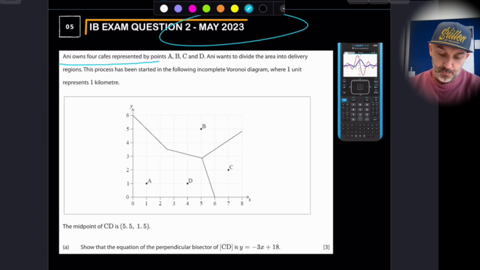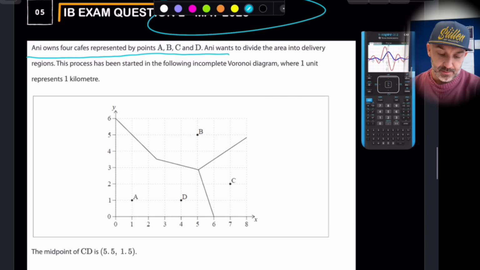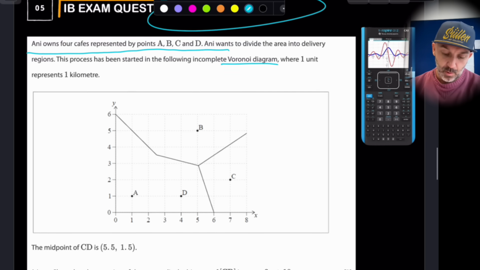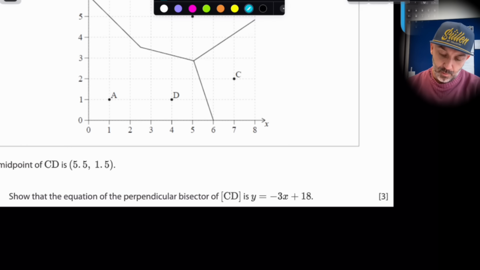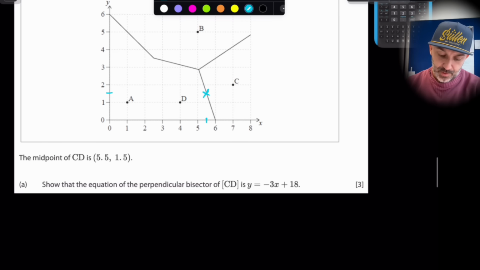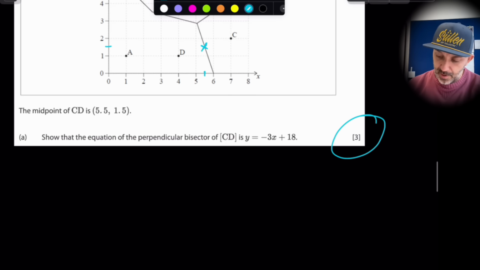So Annie owns 4 cafes represented by A, B, C, and D. Annie wants to divide the area into delivery regions. So that's basically the cells that we've been working on. This process has been started in the following incomplete Voronoi diagram, where 1 unit represents 1 kilometer. The midpoint of CD is (5.5, 1.5). So the midpoint of CD is there. Show that the equation of the perpendicular bisector is y = -3x + 18. It's worth 3 marks.